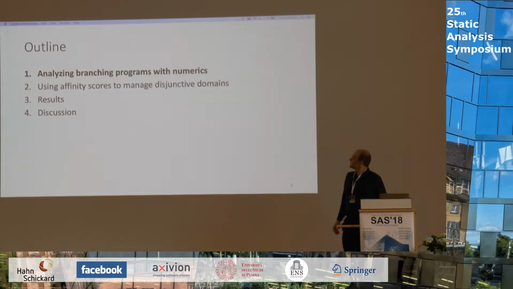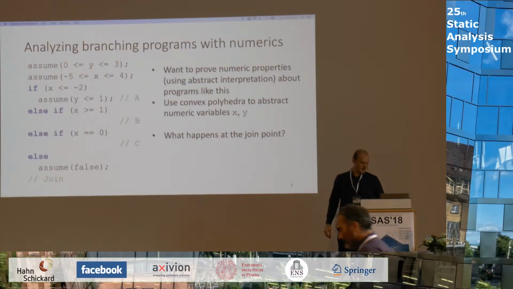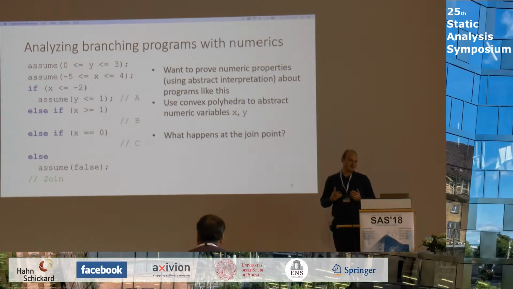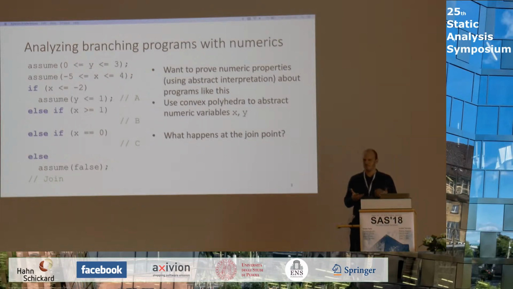So this is about where we're going to go with this talk in 4 different parts. Our motivation is we'd like to analyze programs that have strange features in them, like branches and numeric properties, and we'd like to prove different things about the numeric properties that the programs use.